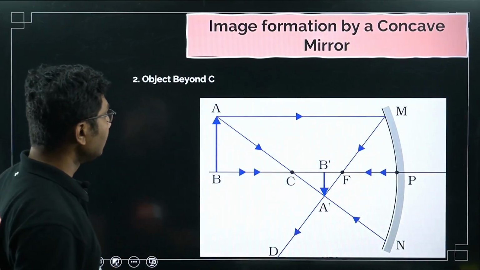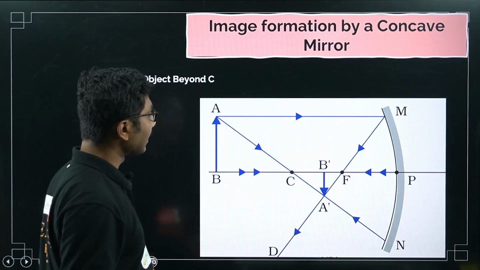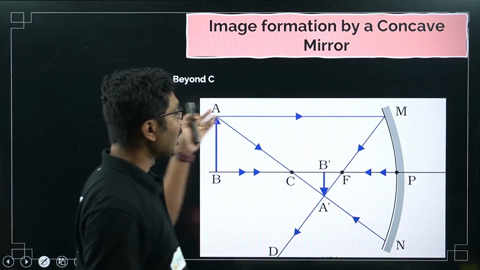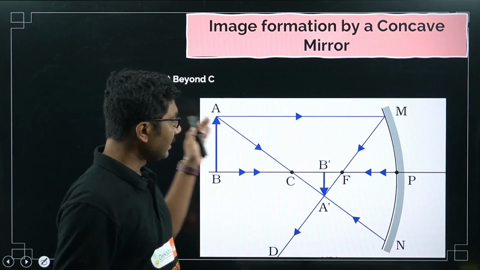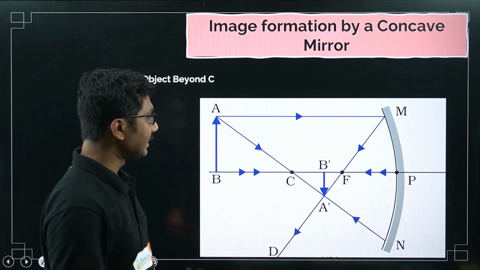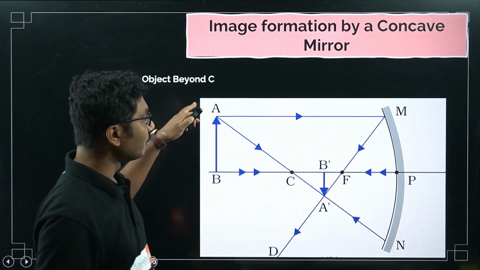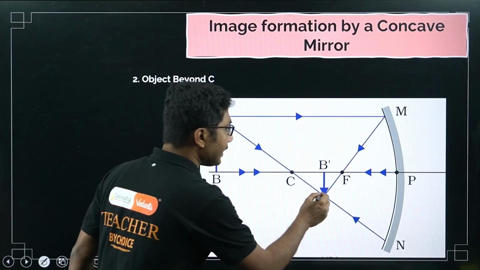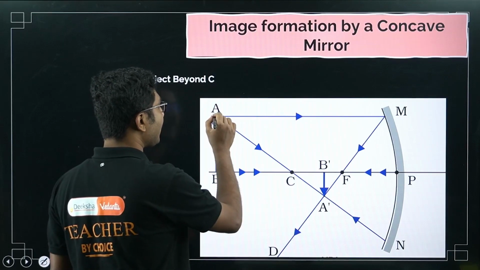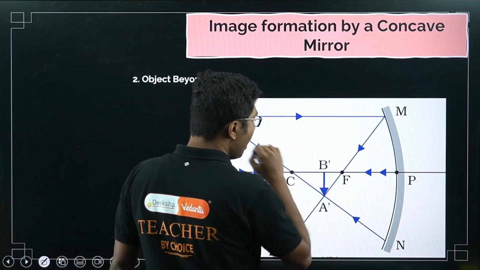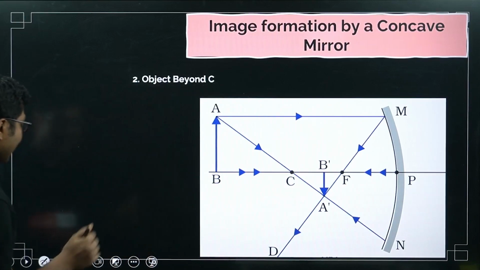Object beyond C: the object is located at some position AB. Take one ray and pass it through the focus, then take another ray and pass it through the center of curvature. This ray will come back along the same path, and wherever they intersect, that will be the point of the image. So you start from here, and this will be the bottom of the arrow. Now, how to draw this kind of ray diagram?